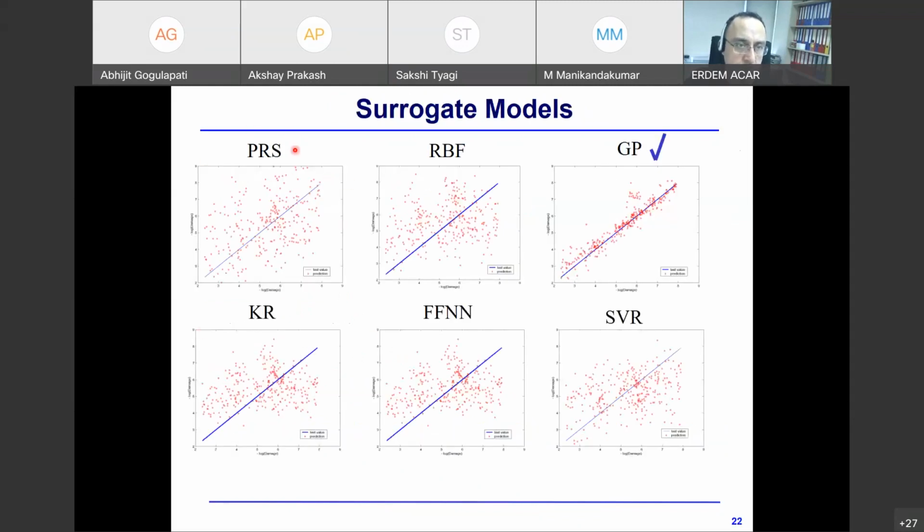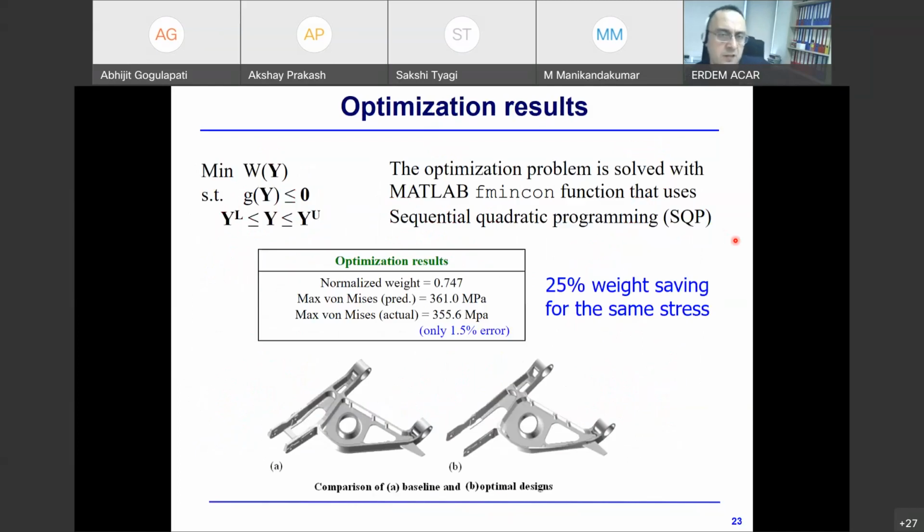We have used different surrogate models like polynomial response surface, radial basis function, Gaussian process, Kriging, feed-forward neural network, and support vector regression, and we found out that Gaussian process was performing the best for this problem. And once we constructed our Gaussian process model, then we integrated that model into MATLAB's fmincon function that uses sequential quadratic programming for solving the optimization problem.